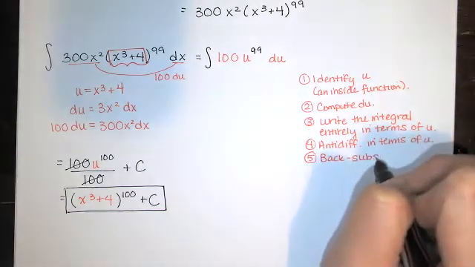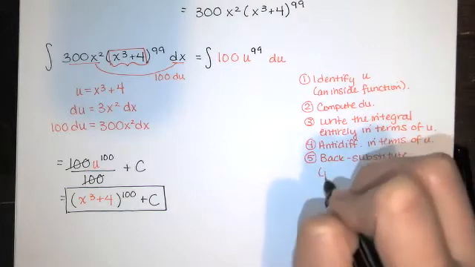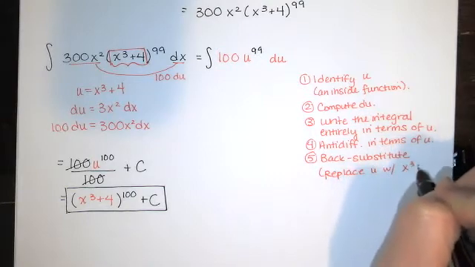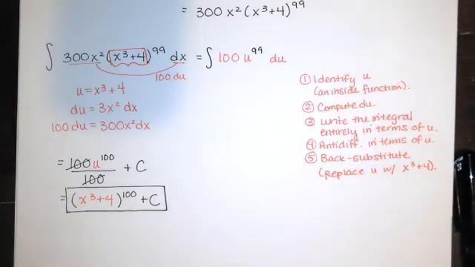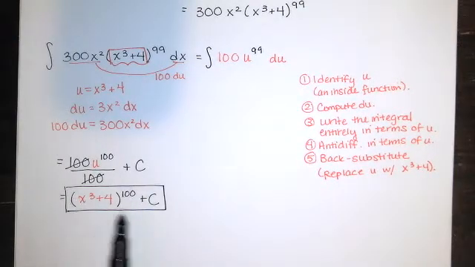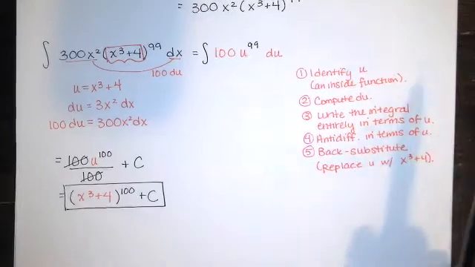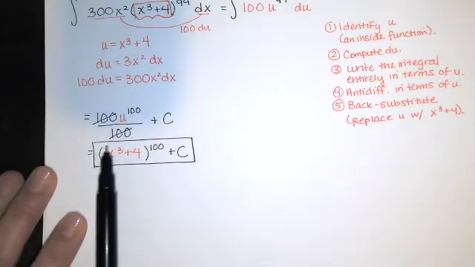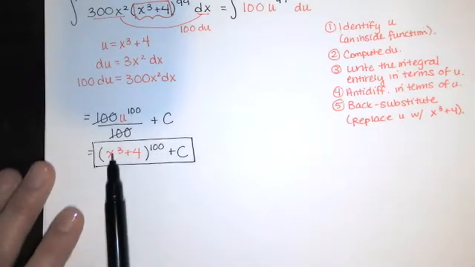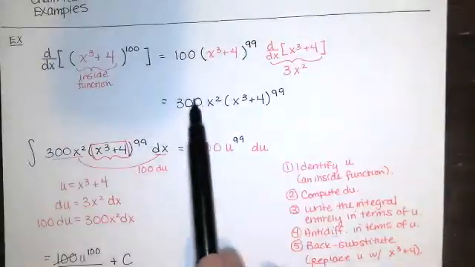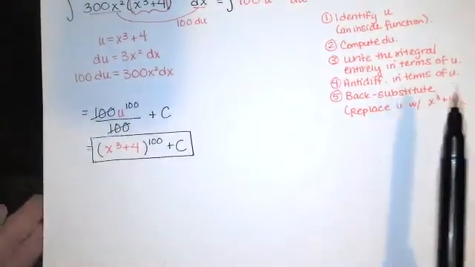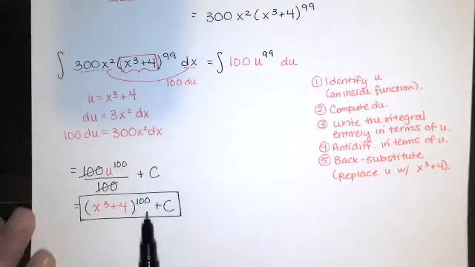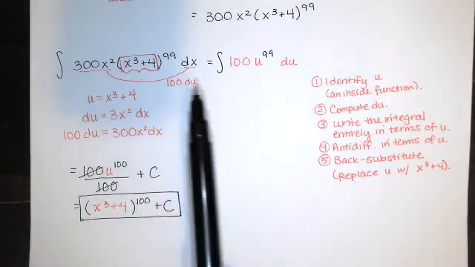So we back substitute, which just means we're replacing u with whatever it was in terms of x. That was x cubed plus 4 in this example. And if I take the derivative of this, do I get this? Oh, sure, that's the problem we took the derivative of at the very beginning. The derivative of this is 100 times this function to the 99 times the derivative of the inside, which is 3x squared. And we got that, and the derivative of the constant is 0. So if I take the derivative of this piece, I get that. So the antiderivative of this is this. I think this is a beautiful method.